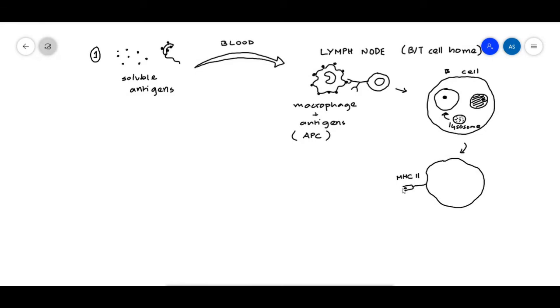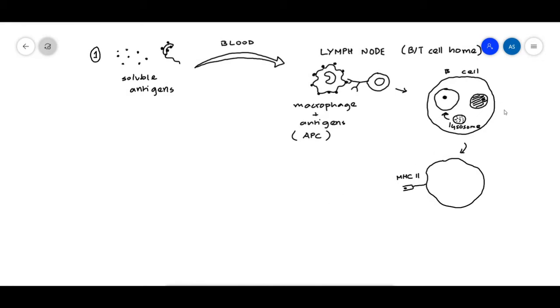And why we need T helper cells is because without T helper cells, these T-dependent antigens cannot really activate the processes that are going to be required to convert this immature B cell into plasma cells that can produce antibodies.